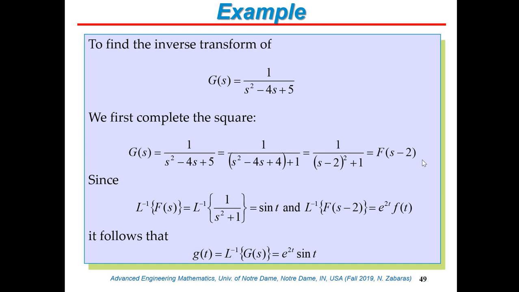So again, you can see shifting in the Laplace domain by a constant c implies multiplying in the time domain by e to the ct, and similarly for the inverse, multiplying by e to the 2t in the time domain is equivalent to shifting in the Laplace domain by the value of 2.